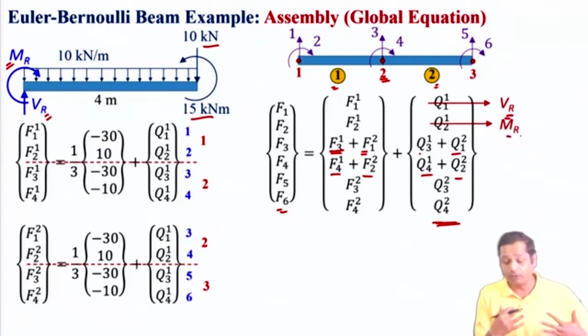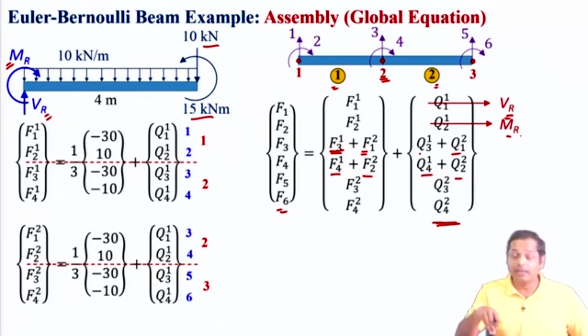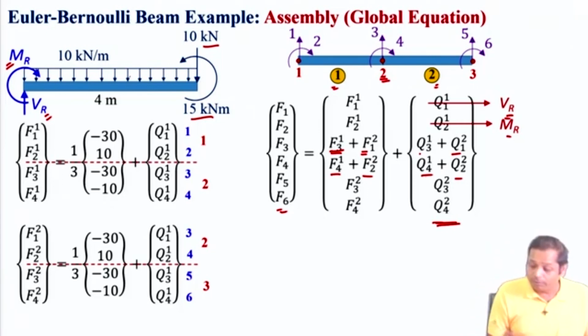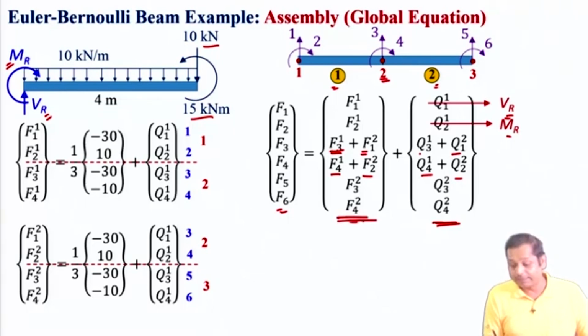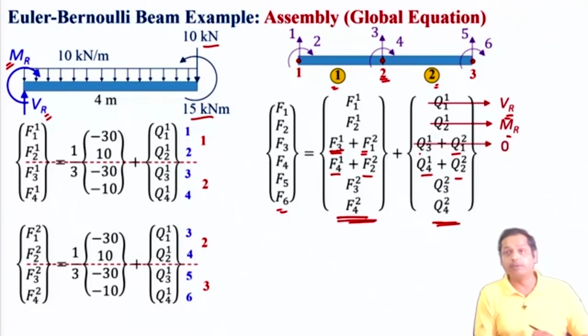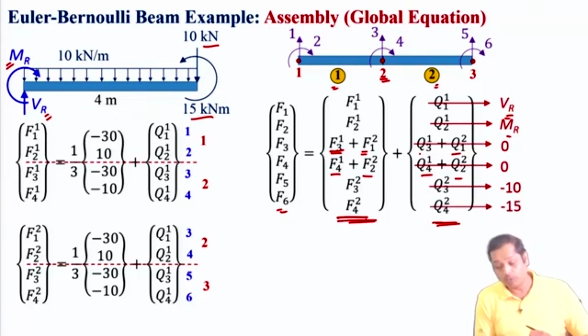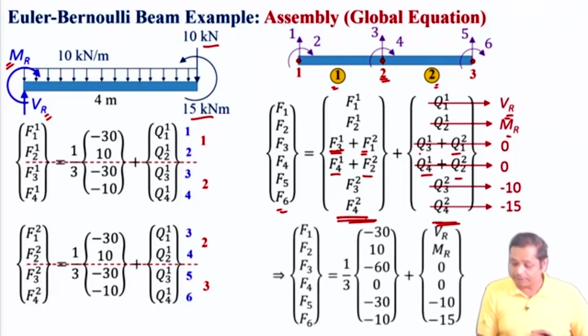If we satisfy equilibrium at node number 1, we get this. Now, for equilibrium at node number 2, there is no additional concentrated load or concentrated moment. At node number 2, we have a distributed load, but the distributed load is already taken into account in this part. So naturally this will be 0 and this will be 0. Similarly, if we satisfy equilibrium at node number 3, Q32 will be -10 and Q42 will be -15. So this becomes our global load vector now.